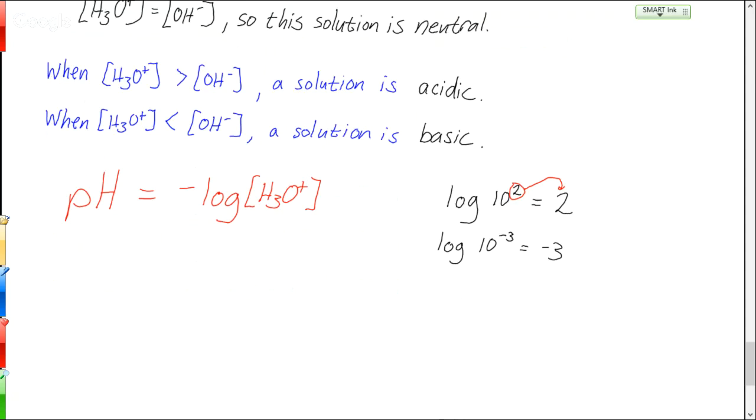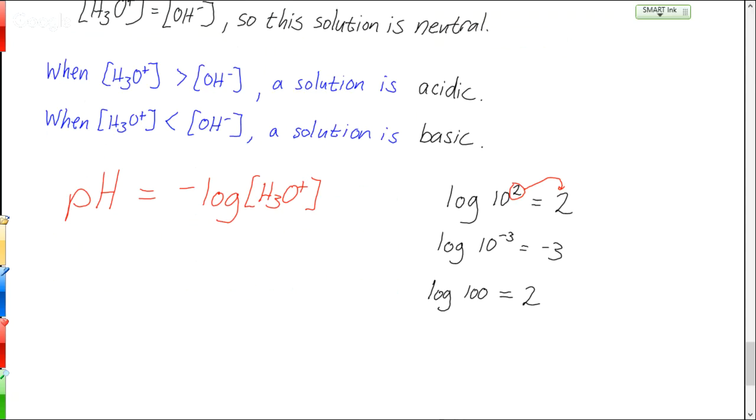What is 10 squared as a number? Ten times 10? 100, right? So if you took log of 100, you'd still get 2, because 100 is 10 squared. Right? So you take the log of a 10 to the something, and you get the something back. That's what logs do. All right.